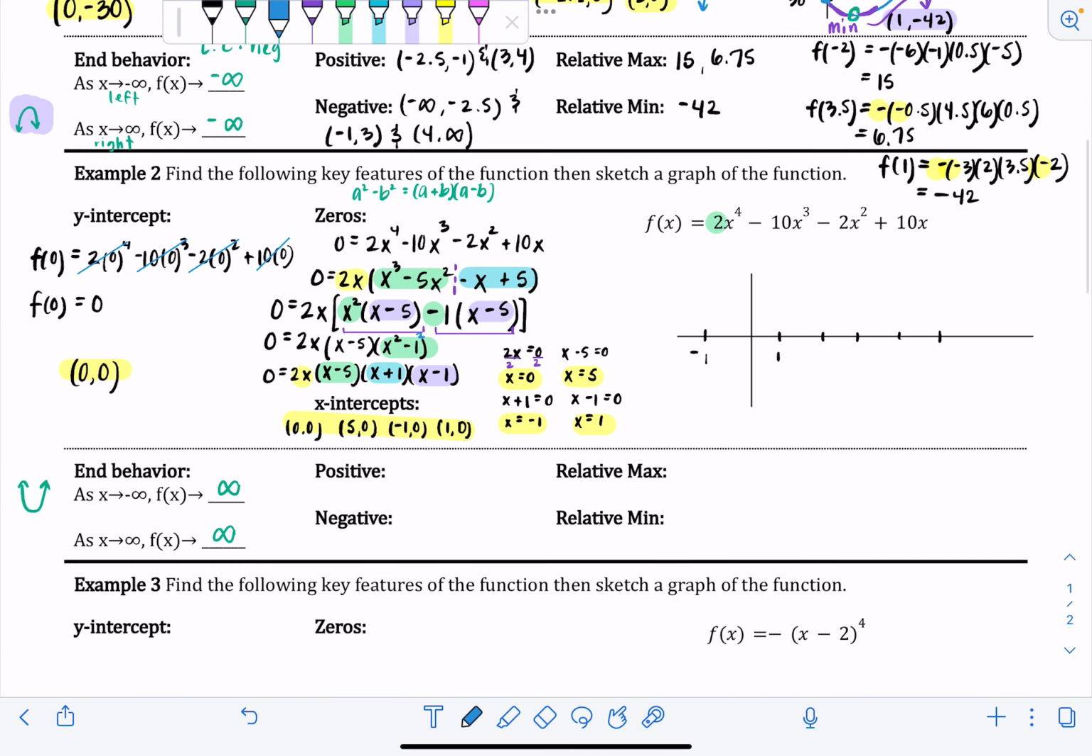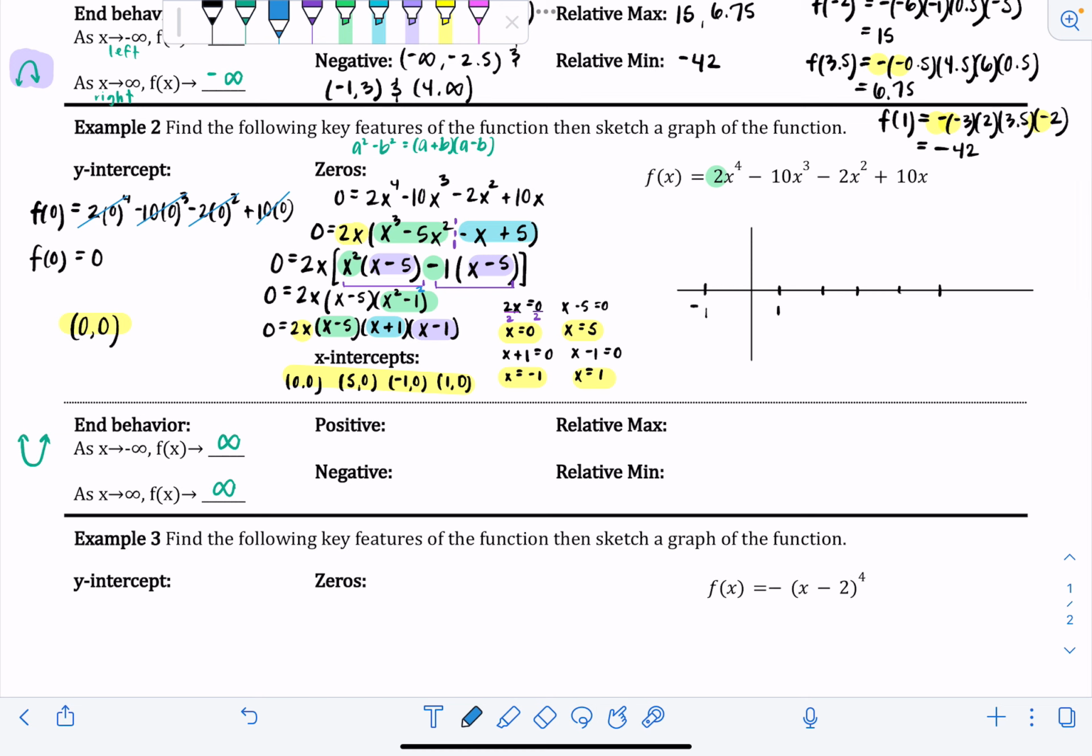So I have a 0 at 0. Hold on, this is pretty off, so I'm going to try to make it a little bit more even. Okay, that feels a little bit better.